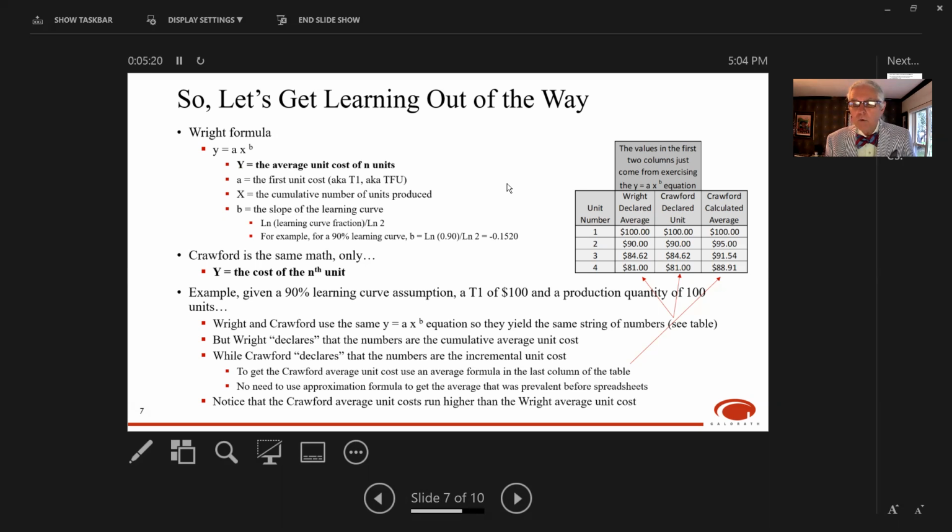By the way, back before spreadsheets, and I realize you don't believe there was a time before spreadsheets, but there was. Back in those days, we had to use an approximation formula to get the right average cost. So you don't need to use that anymore. If you see that crazy formula, just throw it out and use your Excel table to calculate the average for Crawford. Once again, I'll point out that the Crawford average unit costs here are running a little bit higher than the Wright average unit cost numbers.